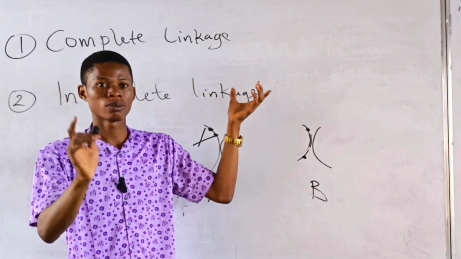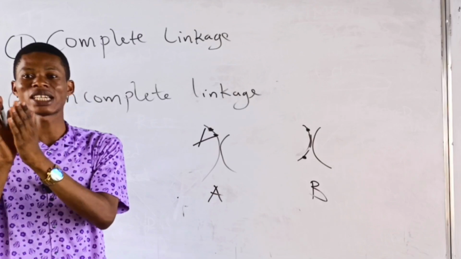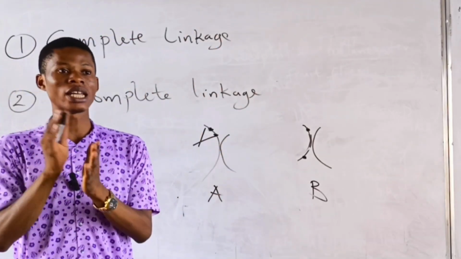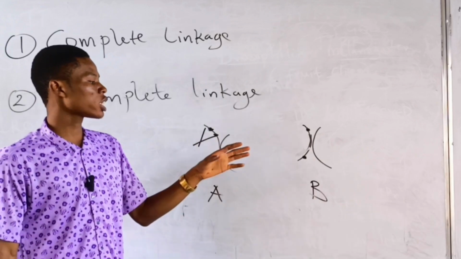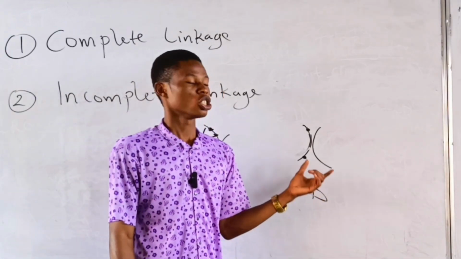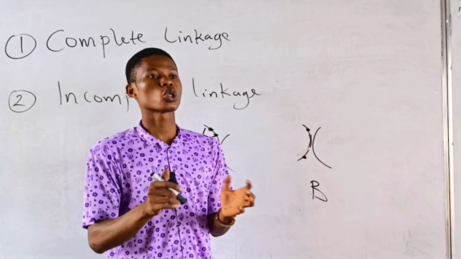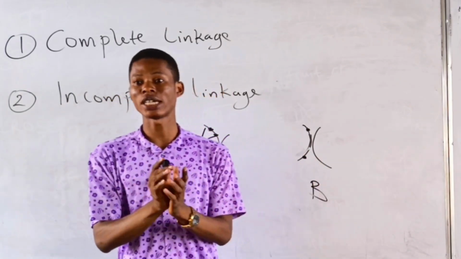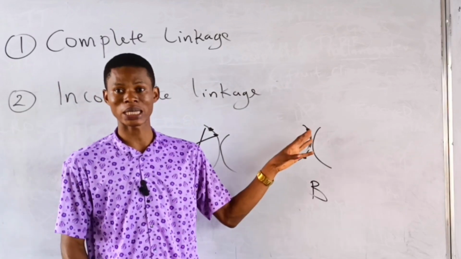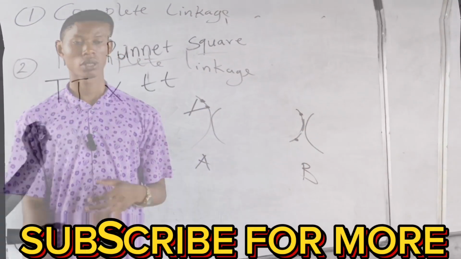Let me explain that again. In complete linkage, the two genes are always inherited together. In all cases, they are always inherited together because they are very close to each other. But in incomplete linkage, the two genes are far apart, though still on the same chromosome. So sometimes they are inherited together, and other times they are not, because they are a little far apart. That is incomplete linkage. Do you get that? Alright.